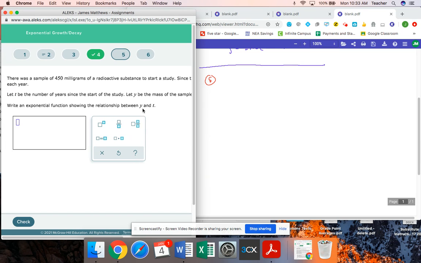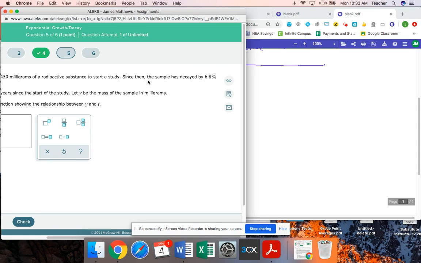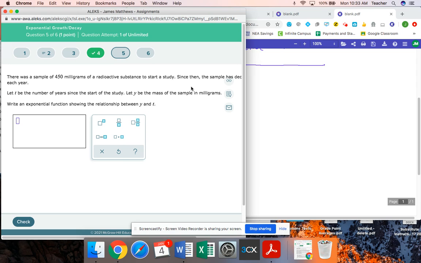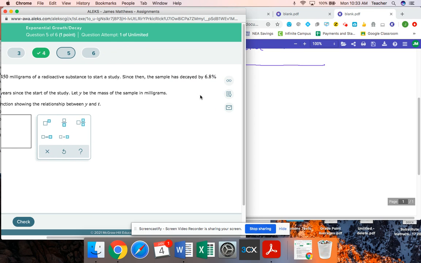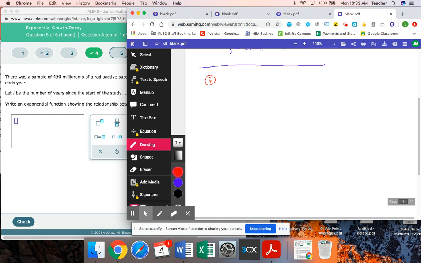Let's read it. It says there was a sample of 450 milligrams of some radioactive substance to start. Since then, the sample has decayed or decreased by 6.8% each year, so a constant rate of decrease. Let t be the number of years and let y be the mass of the sample. I want to write an exponential function showing the relationship between the two. So again, in order to write an exponential function, f of x equals a b to the x. A is the initial, b is the constant rate of change, if you will.